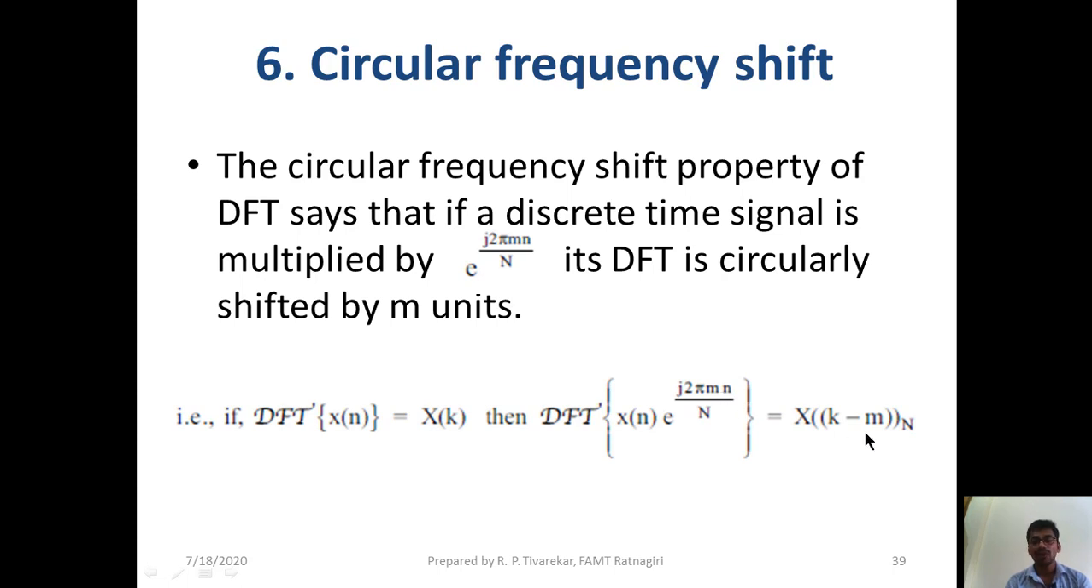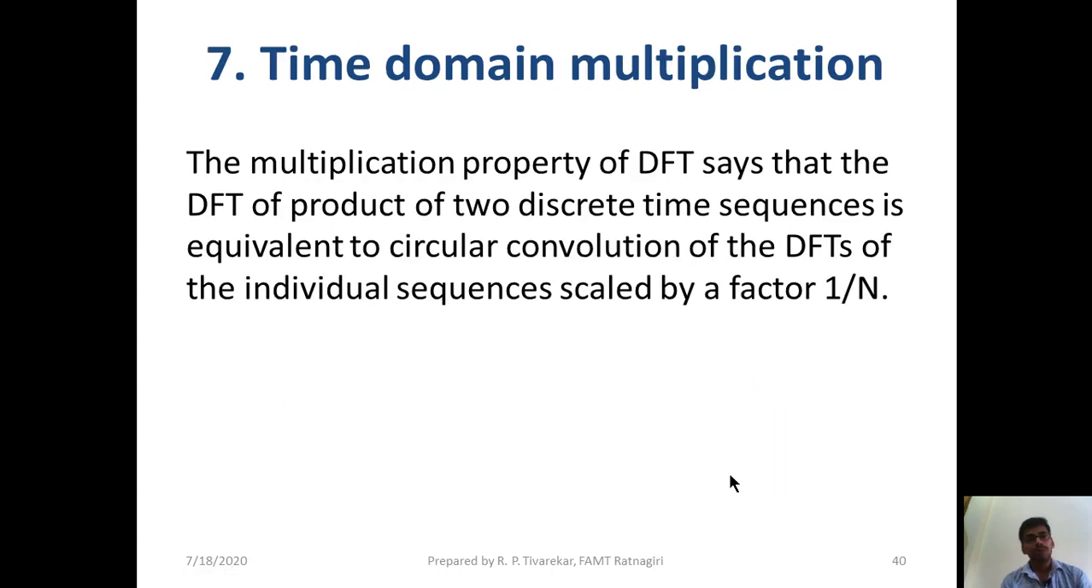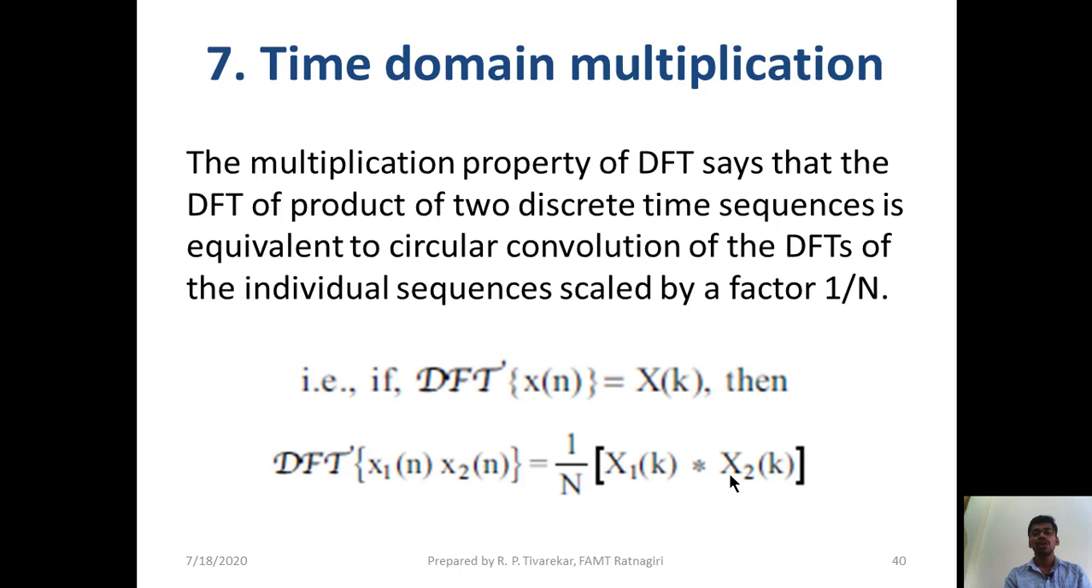Instead, we have shift amount m. Now, as we all know, we have learnt in DTFT also, the time domain multiplication is equivalent to frequency domain convolution, and time domain convolution is equal to frequency domain multiplication. That same is true for DFT also. The time domain multiplication is equal to frequency domain convolution with a scaling factor of 1 by N.